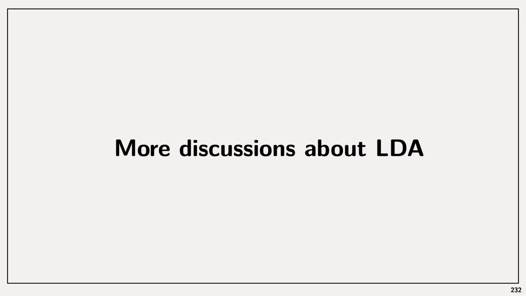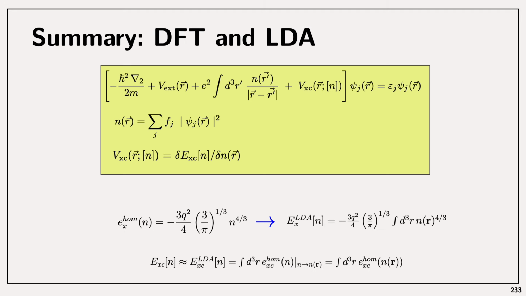And before we do that, maybe it's a good idea to repeat what we've done so far. So we have solved those equations. I'm not going to repeat the equation in the yellow box anymore. The goal of LDA is to find an approximation for VXC or EXC. And as I told you, in the case of the exchange part, we borrow the exact exchange energy for the homogeneous electron gas, which of course only depends on a constant, which is the density if it's homogeneous.